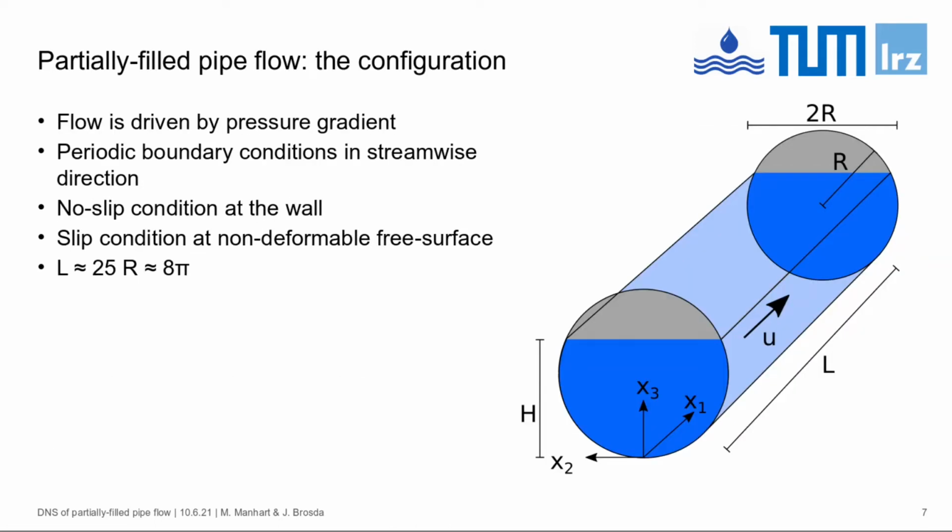In our flow configuration, the flow is driven by a pressure gradient. We apply periodic boundary conditions in streamwise direction, a no-slip condition at the pipe's wall, and a slip condition at the free surface. This means the free surface is not deformable, and this represents a case in which the Froude number was 0. We took special care to have a domain which is long enough to be able to capture all the streamwise elongated structures that emerge in such flows.